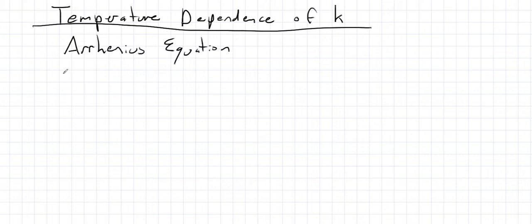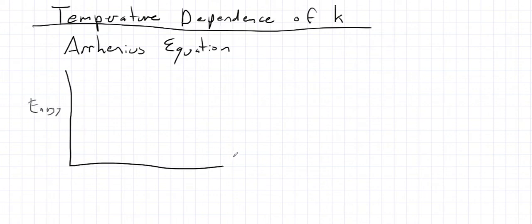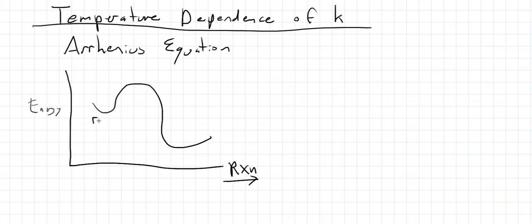And the Arrhenius equation is based on this idea that if we look at energy and reaction progress, that's called the reaction coordinate, sometimes just labeled as RC, we can draw a graph like this, where we've got reactants, products, and a transition state between them. And this difference in energy between our reactants and our transition state is called the activation energy.